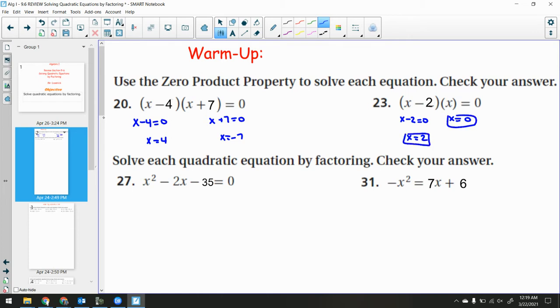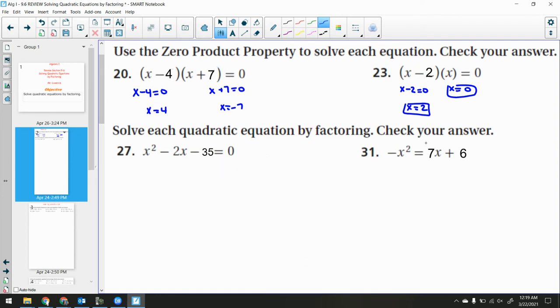Now for these ones, remember that you've got to factor it to put it into that form. And just make sure that it's in standard form, which will come into play in the second one. I want to factor this. What factors of negative 35 add to get to negative 2? They're negative 7 and positive 5.